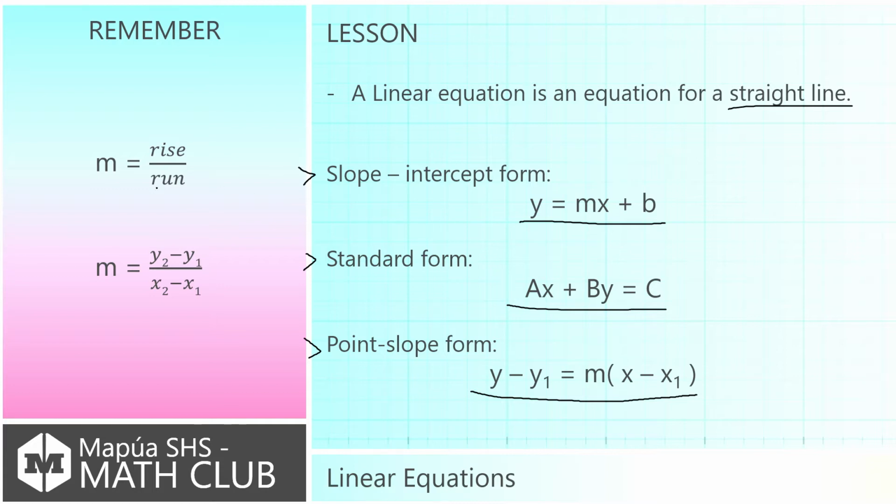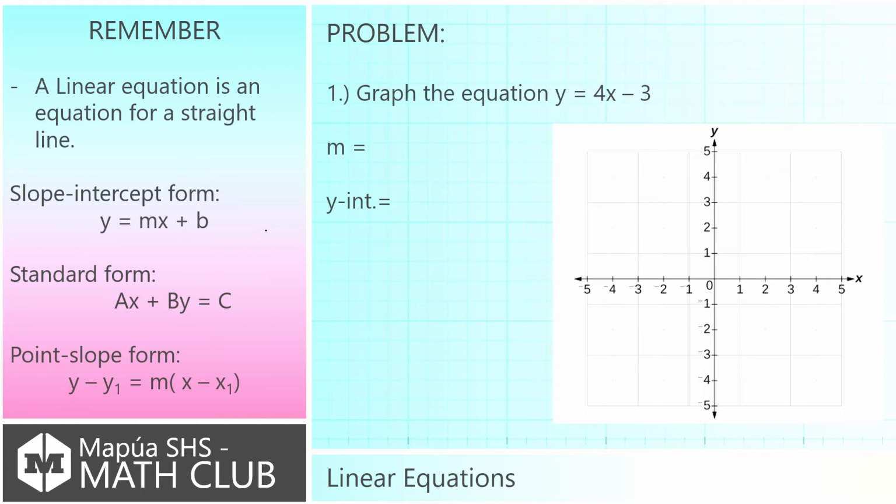Remember that the formula for m, or the slope, is rise over run, or we can use the formula y sub 2 minus y sub 1 divided by x sub 2 minus x sub 1. Now let's try solving and graphing linear equations.